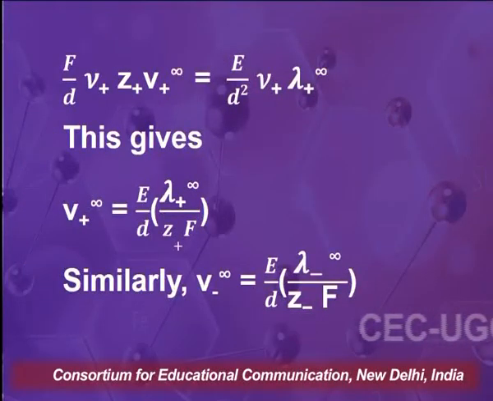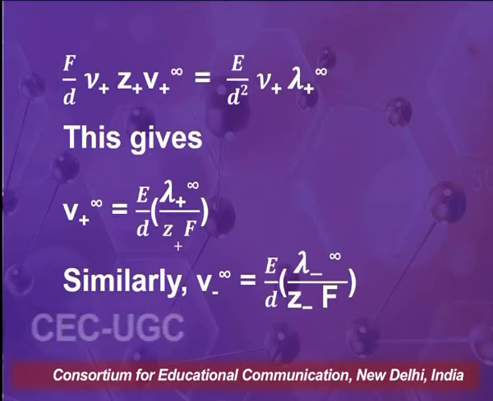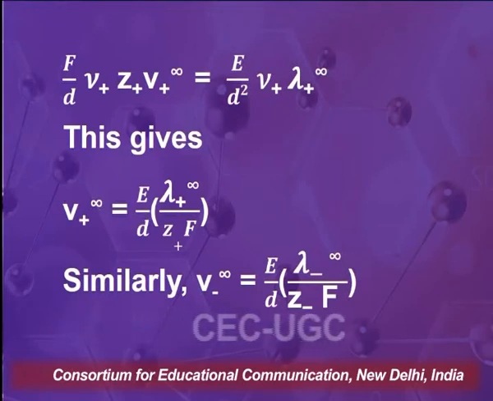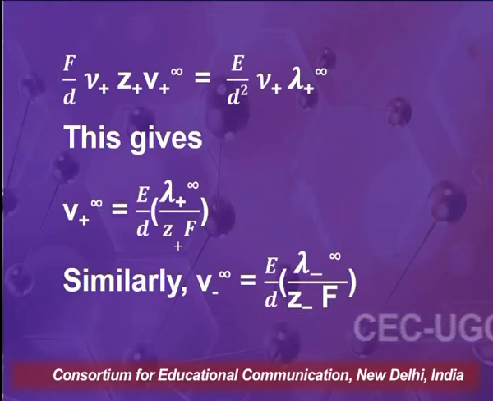So we can write, for the cation, F by d into nu+ z+ v+ infinity is equal to E by d squared nu+ lambda+ infinity.